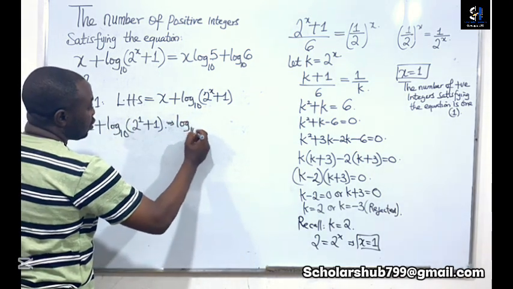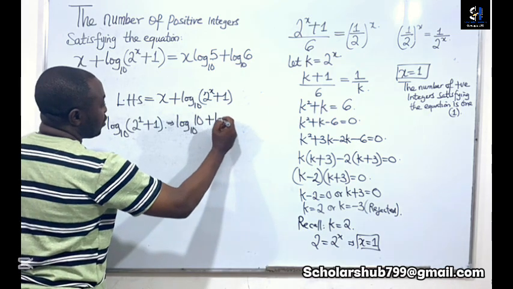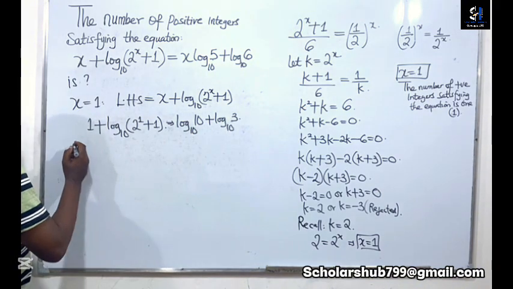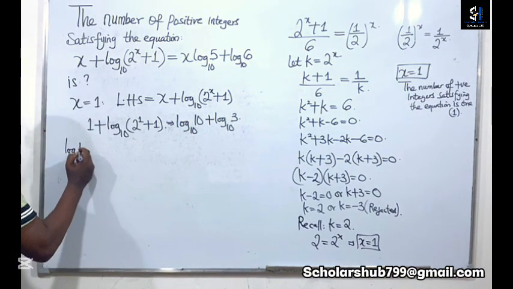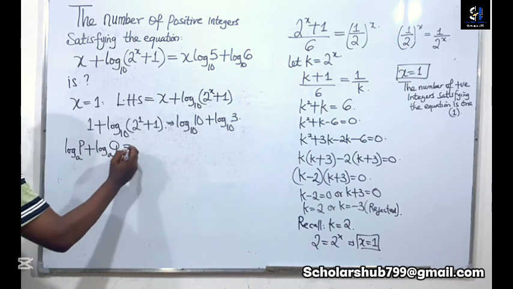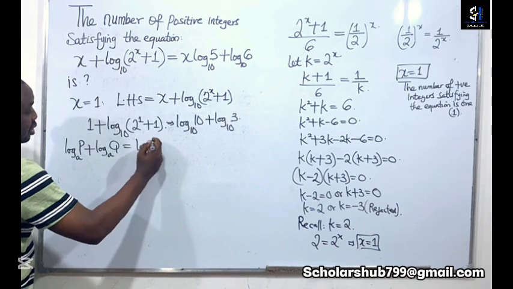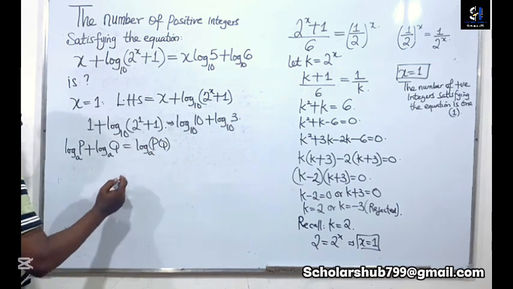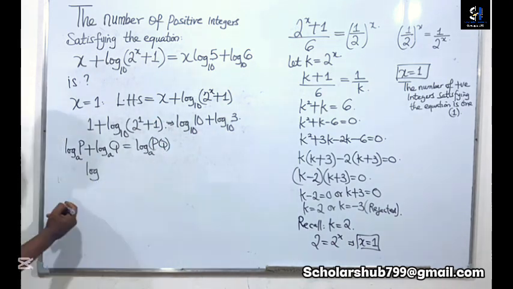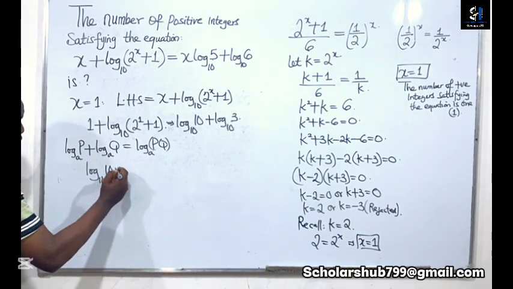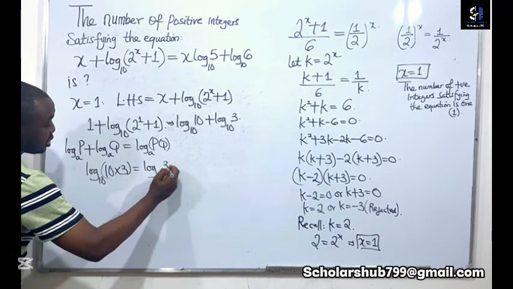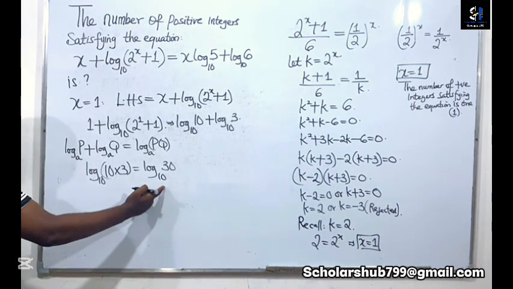So this will be log to base 10 of 10 plus log to base 10 of 2 plus 1. This is 3. Now using the property log to base a of p plus log to base a of q is equal to log to base a of the product of p and q, it means that log to base 10 of 10 plus log to base 10 of 3 will be log to base 10 of 10 times 3, which is equal to log to base 10 of 30. So this is the left hand side.